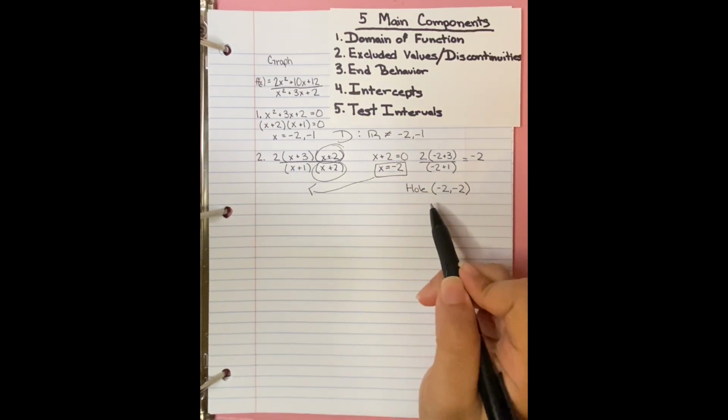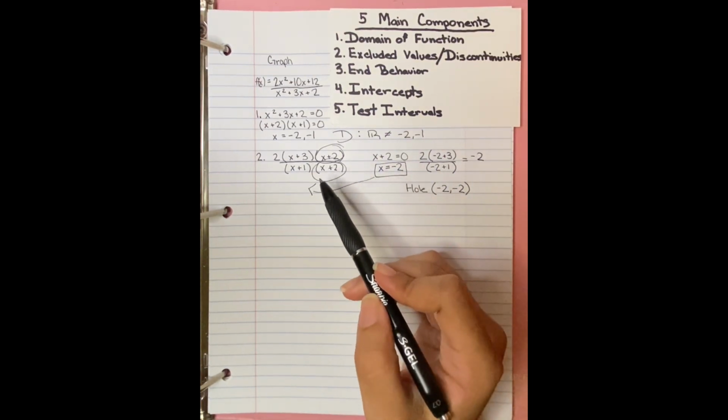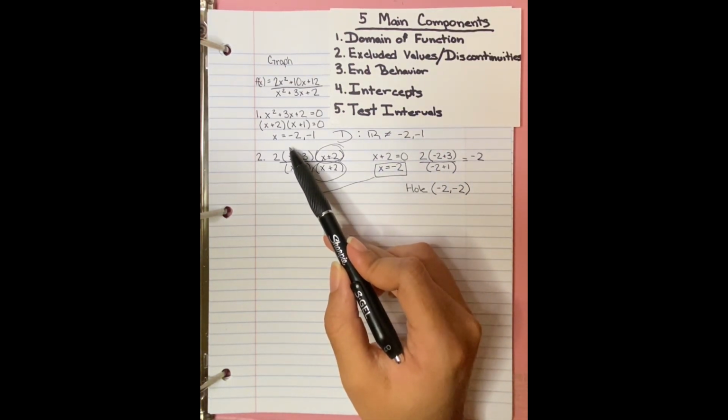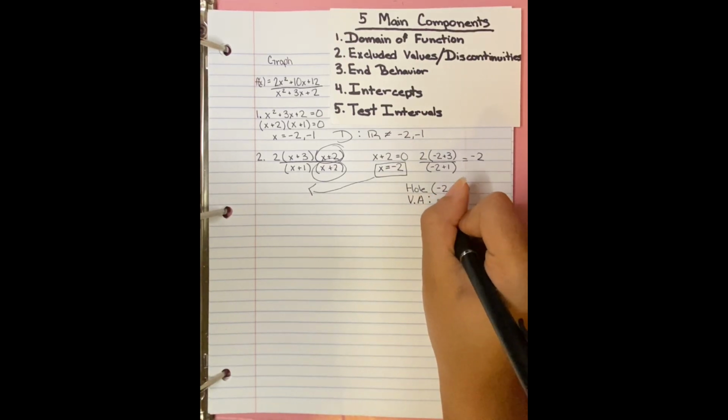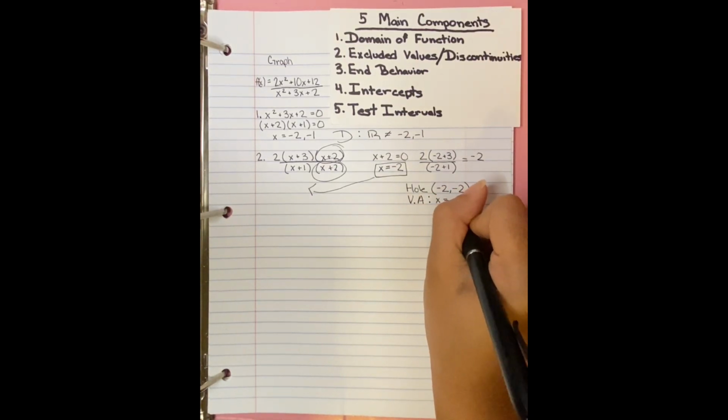And since that was our only hole, that leaves us with x equaling negative 1 to be our vertical asymptote. So our vertical asymptote is going to be at x equals negative 1.